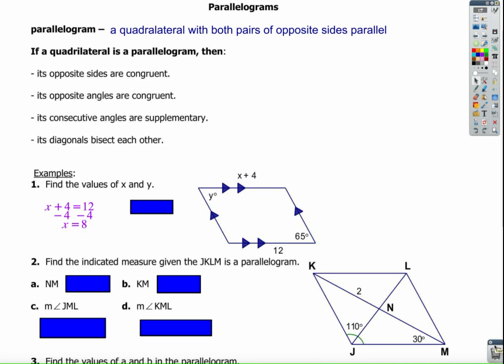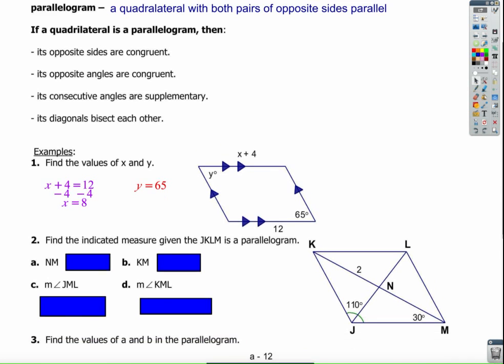and find out that x has to equal 8. Just like opposite sides are congruent in a parallelogram, opposite angles are congruent in a parallelogram. That means that this angle here that's labeled y and the angle opposite it on the other side labeled 65 are equal, so y equals 65.